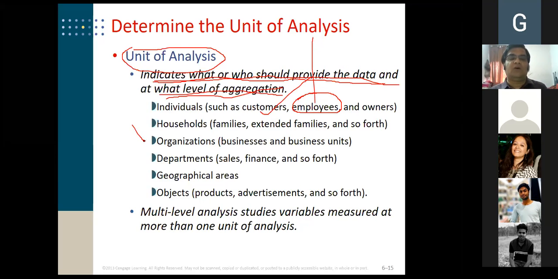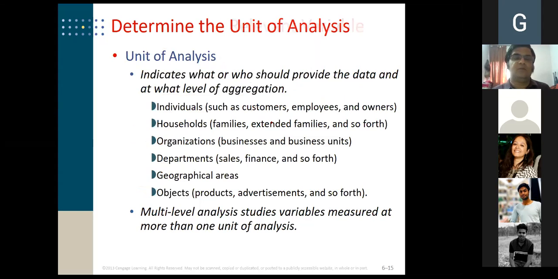It can be household also, it can be organization also, it can be department also, it can be geographical areas. As I told you, I want to do patient satisfaction in the Delhi NCR. So it can be geographical area. So where should I go? Should I go to Mumbai if I am doing the study in Delhi NCR? No. I will go to all the hospitals of Delhi NCR and I will collect the data. Clear? Geographical areas. So this is called unit of analysis. In my case, unit of analysis are the truck drivers, employees.